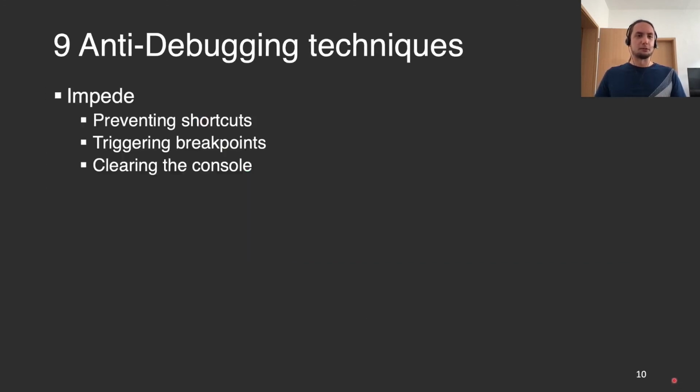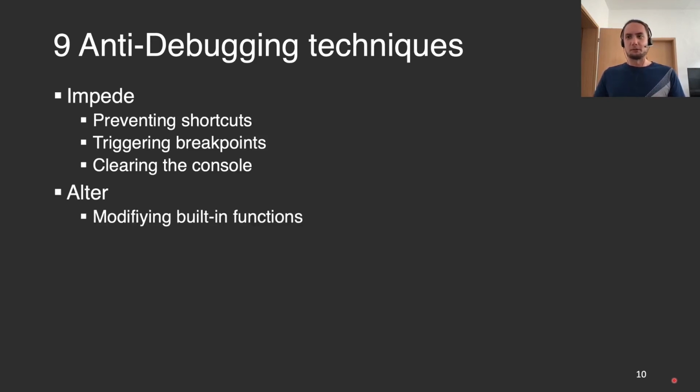So what have we seen so far? Well, in the paper, we actually cover 9 techniques. I couldn't show you all of them. Some of them just impede the analysis, like they annoy you, they prevent some useful shortcuts, they might trigger breakpoints, they might clear the console and so on. They might also alter the behavior of certain functions, so that you expect them to do one thing, but then they suddenly do another thing. For example, the built-in toString function might be overwritten.